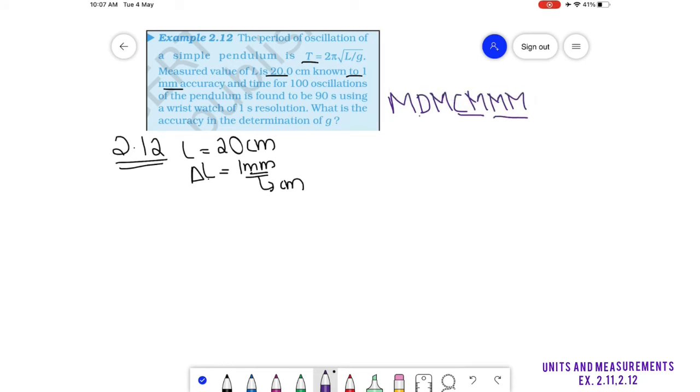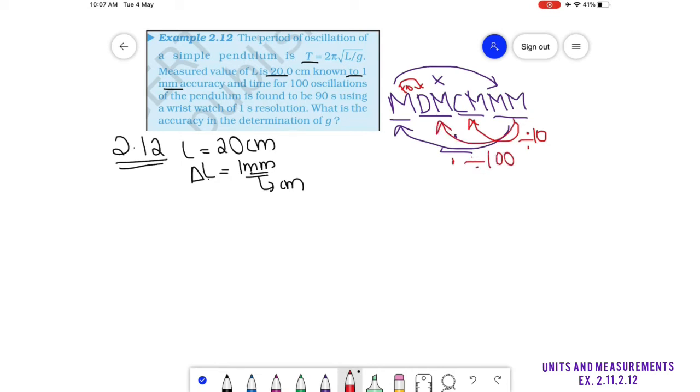So millimeter, centimeter, decimeter, meter. If I have to go from meter to millimeter, I have to multiply. If I have to go from millimeter to meter, that direction, it is division. For example, meter to decimeter, multiply by 10. Meter to centimeter, multiply by 100. Meter to millimeter, multiply by 1000. But from millimeter to centimeter, divide by 10. Millimeter to decimeter, divide by 100. Millimeter to meter, divide by 1000.